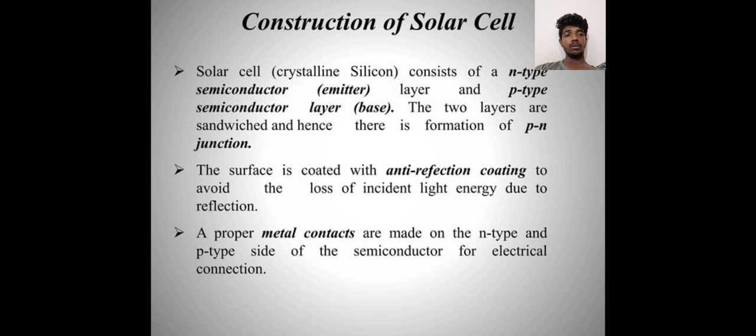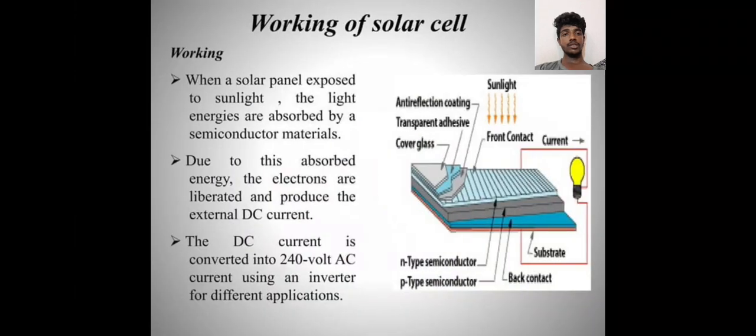The surface has an anti-reflection coating to avoid the loss of incident light energy due to reflection. The proper metal contacts are made on the N type and P type semiconductors for electrical connections.